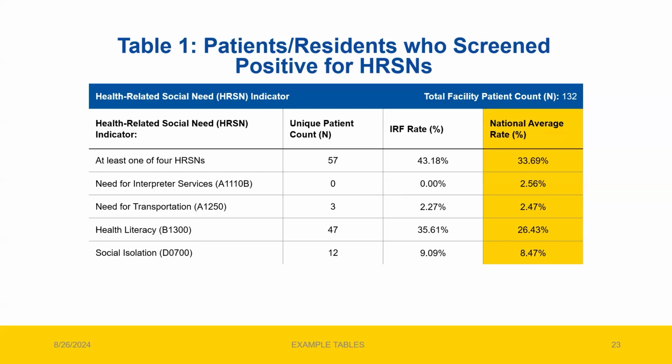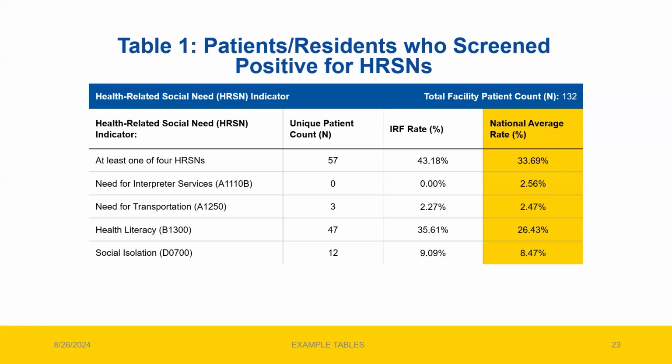2.56% screened positive for a need for interpreter services, 2.47% screened positive for a transportation need, 26.43% screened positive for health literacy need, and 8.47% screened positive for social isolation.